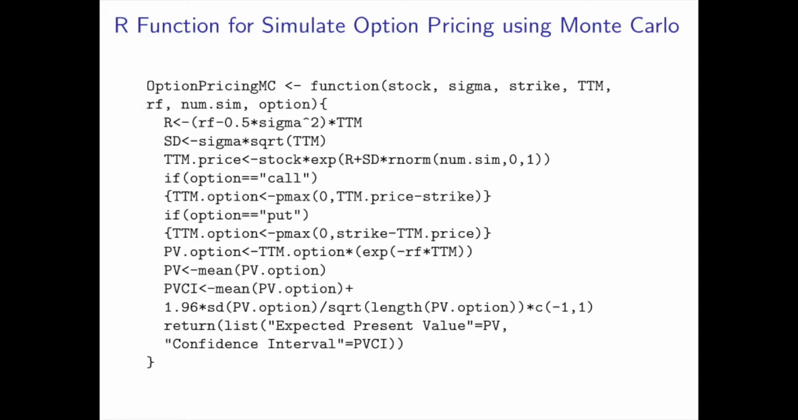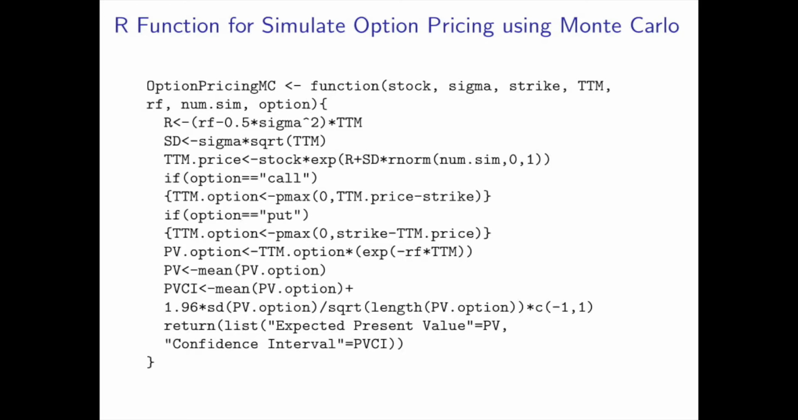Inside our option pricing MC function, first, we calculated R, which corresponds to mu minus sigma squared over 2 times t in our formula. Then we calculate SD, which is sigma times square root of t. Now we can simulate the stock prices by using the Monte Carlo method. We're going to generate random numbers from a normal distribution with mean equal to 0 and variance equal to 1, num.sim times. Now, we have a sequence of TTM prices with length equal to num.sim, which is a sequence of stock prices corresponding to different numbers we generated from our normal distribution.